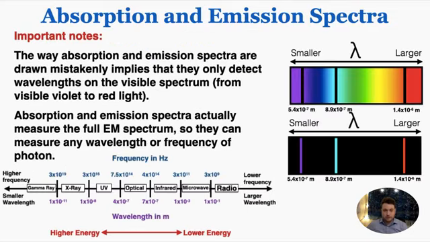Just a few important notes to finish up the lecture. The way absorption and emission spectra are drawn mistakenly implies that they only detect wavelengths on the visible spectrum from visible violet to red light. They're very often drawn as rainbows, like what I've drawn here, which implies that they only deal with visible light, but absorption and emission spectra actually measure the full electromagnetic spectrum, so they can measure any wavelength or frequency of photon. And remember, visible optical light is only one very small part of the much larger electromagnetic spectrum.